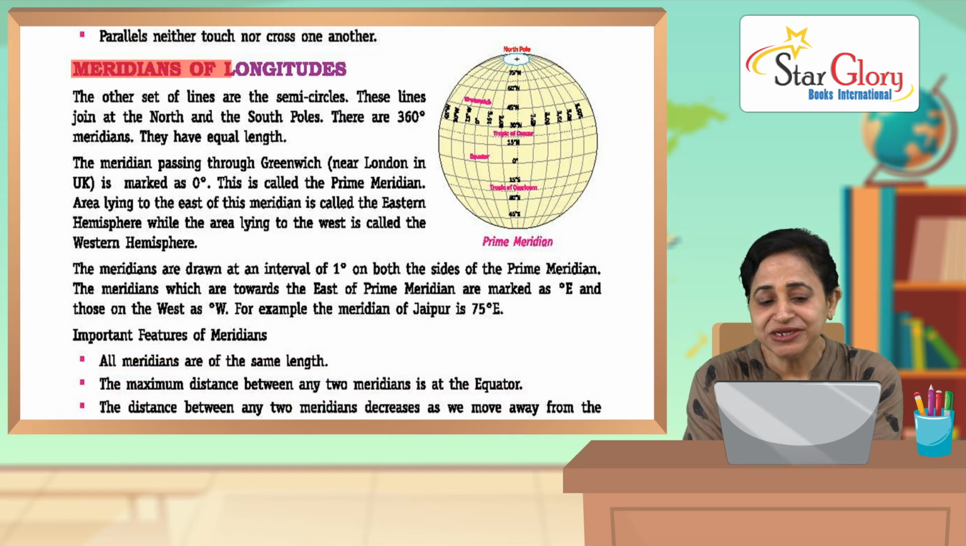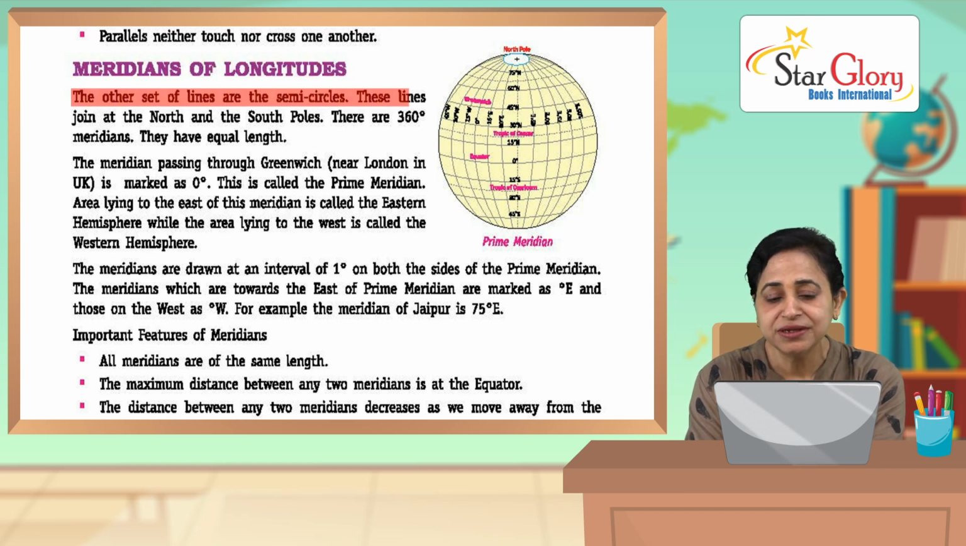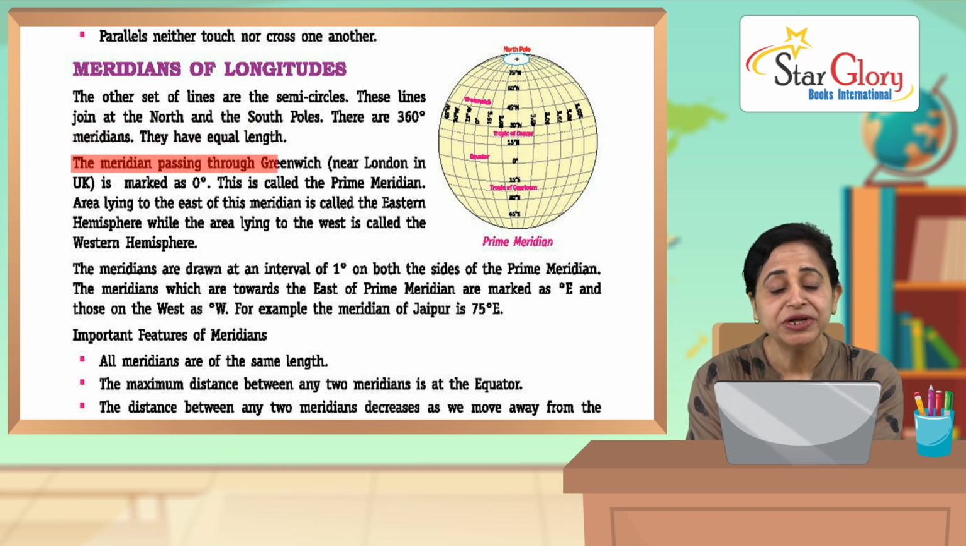So now, meridians of longitudes. The other set of lines are the semicircles. These lines join at the North and the South Poles. There are 360 degree meridians. They have an equal length. The meridian passing through Greenwich near London in UK is marked as 0 degree. This is called the prime meridian.